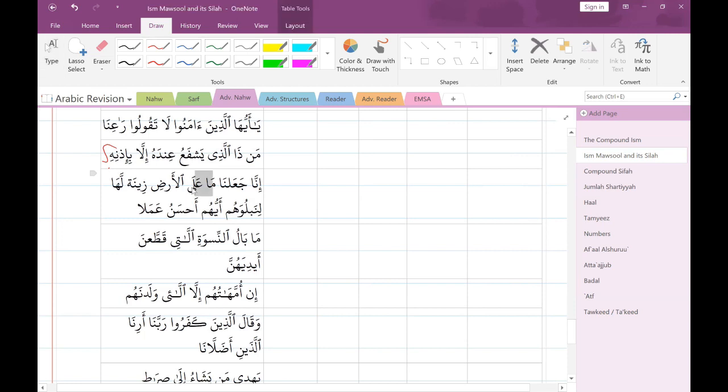إن جعلنا ما على الأرض. We can do this one. So of course, ma is an ism mawsool, and whatever comes after it is going to be a silatul mawsool. Ma على الأرض would be a silatul mawsool. So this is our جعلنا, مفعول به, right? Yes, this is the مفعول به, because we made what? Again, جعل is one of those fi'ls that takes two مفعول بهs, مفعولين. So that was going to be our first مفعول, and زينة would be our second مفعول.